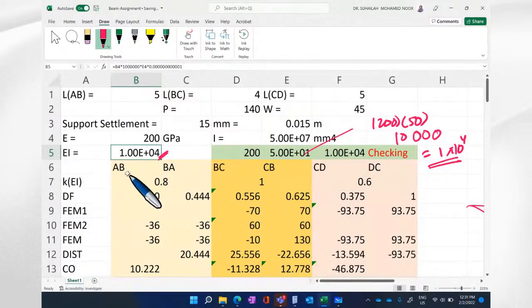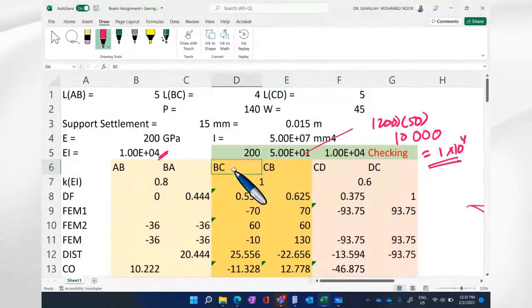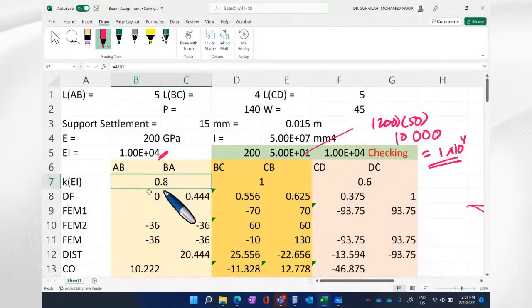Okay, so we have to create a table, and in the table we should list all the members. Start from AB: AB has two ends, NAB and NBA. Then member BC we have NBC and NCB, and member CD we have NCD and NDC. Okay, and I calculate the stiffness factor since EI is constant.